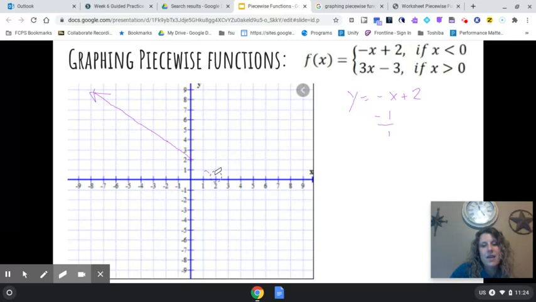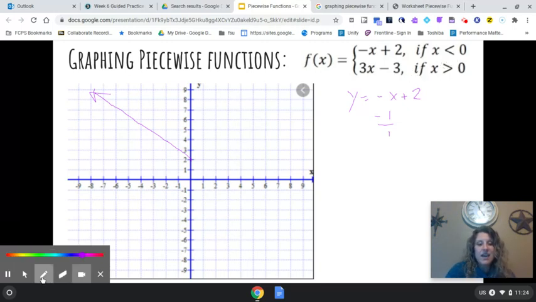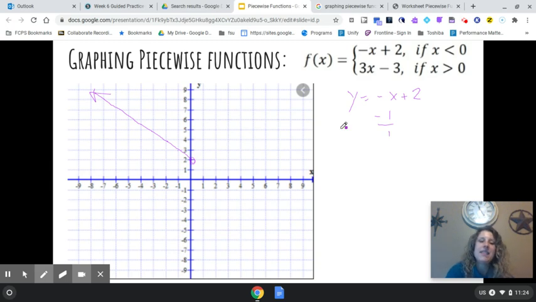Okay, and one more thing that I need to think about. Because this said x is less than, I actually do not want to include this point at 0. So there's going to be an open dot at that 0, 2 coordinate.